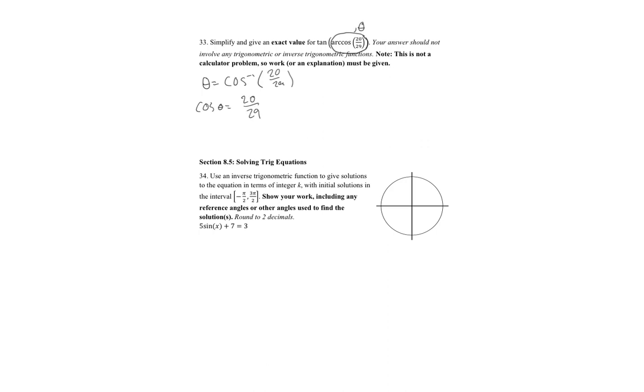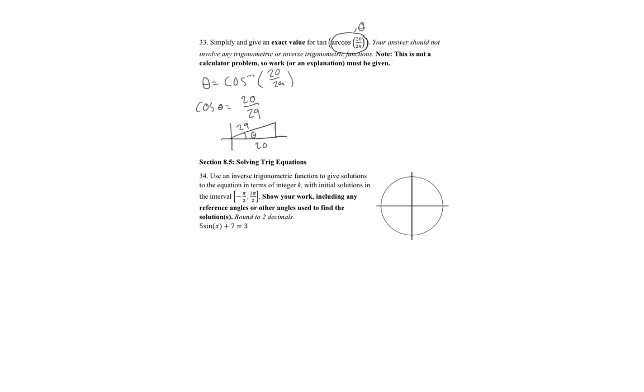Now, what we can do from this point is kind of set up a triangle to express this relationship. And so if this is theta, that means this side is going to be 20, and then our hypotenuse, because it's adjacent over hypotenuse, right? So then our hypotenuse is going to be 29. And so to find tangent, we know tangent is opposite over adjacent. So then we have to find that opposite side.